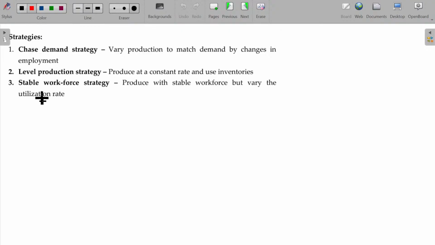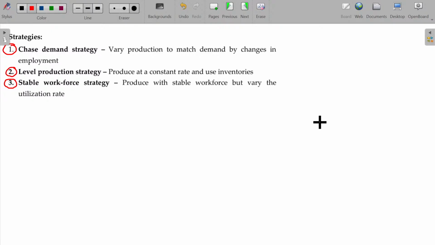So three predominant strategies we have: one is the chase demand strategy, the level production strategy, and the third one being the stable workforce strategy. Chase demand strategy means whatever demand we forecasted in the coming days, I produce as per the demand forecasted. Then it's called chase demand strategy.